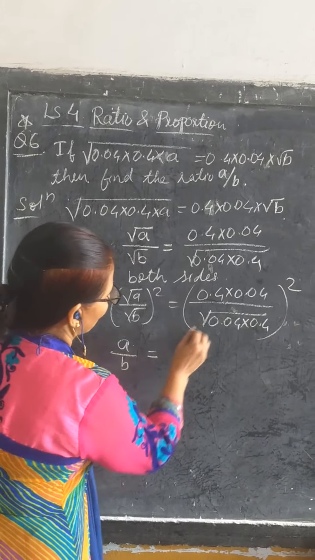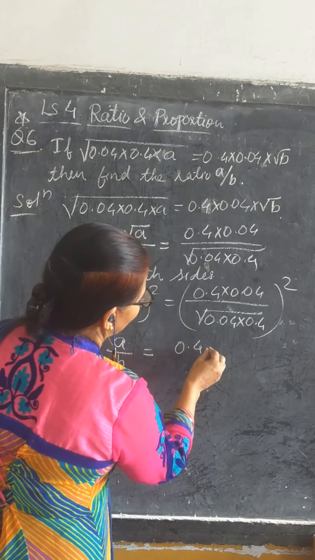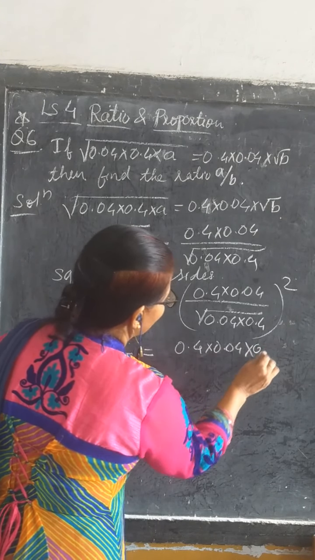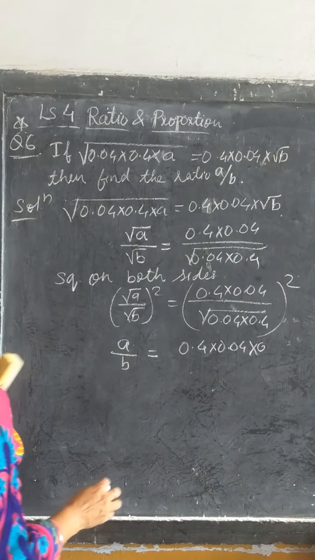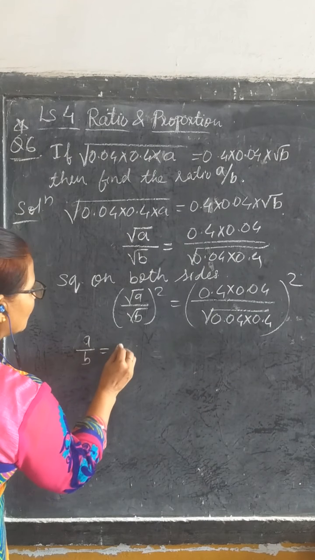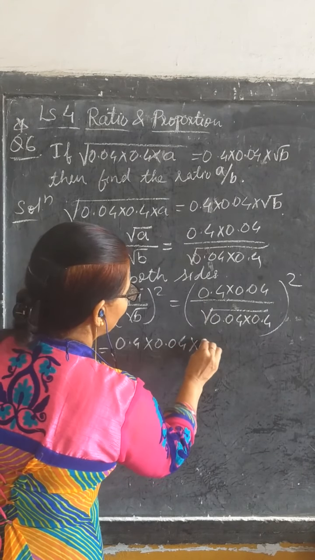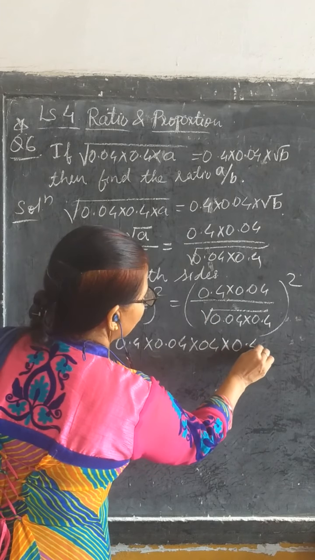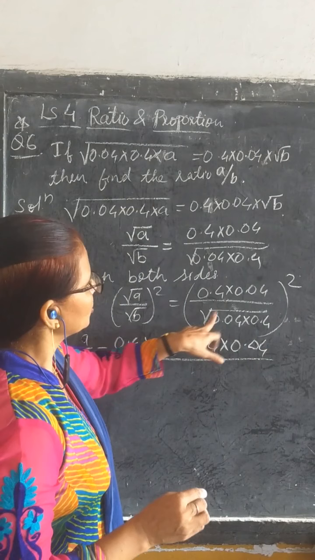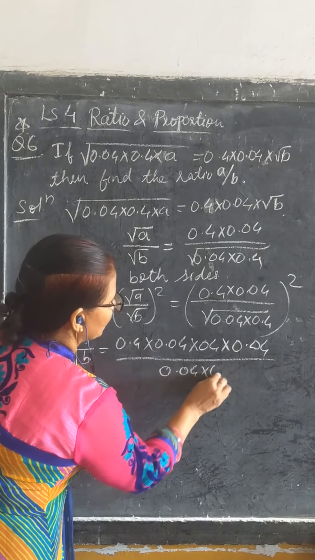And here you have to take square root of this. So this 0.4 into 0.04, into this you can write 2 times. Let me write here. a by b is equal to 0.4 into 0.04. Again you have to write one more time, as there is square upon. Now you can see children, here there is square root, so square root of this number becomes 0.04 into 0.4.